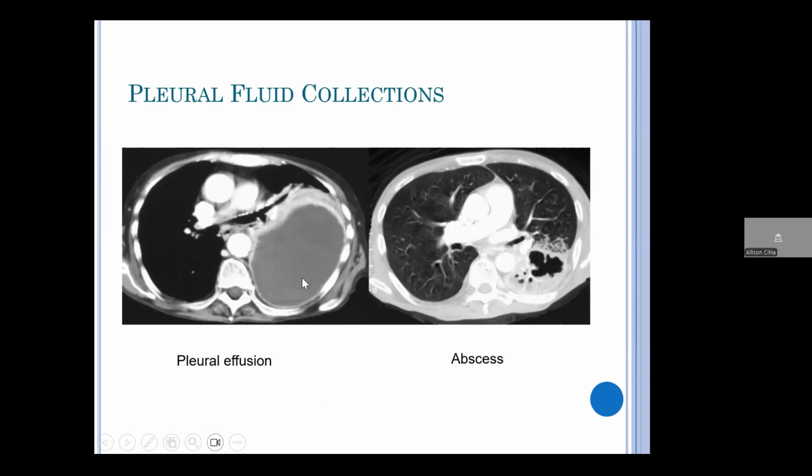This is a collection of fluid in the lungs. This is actually an abscess. You can see that this is walled off, and then there's some necrosis that's happened here in the center.